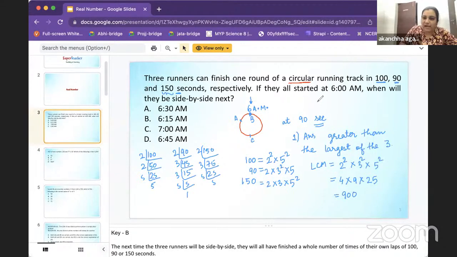So it means that after 900 seconds, all the three people will be together. But they are asking the time, so we need to change it into minutes. If we change these 900 seconds, 900 divided by 60, because each minute has 60 seconds, we'll get 15 minutes. So now can we guess the answer correctly? The answer will be 6:15 a.m., that is 15 minutes after 6 a.m. I hope the explanation is clear. And hence, we'll move to the next question.